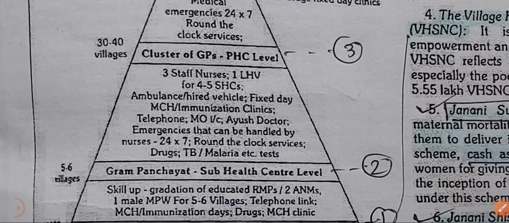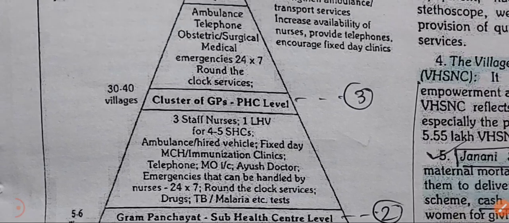The third level is for 30 to 40 villages, a cluster of Gram Panchayats. We have 1 PHC. In 1 PHC we have 3 staff nurses and 1 LHV for 4 to 5 SHCs. We have the resources of an ambulance or hired vehicles, 6-day MCH and immunization clinics, a telephone, 1 medical officer, and an Ayush doctor. Emergencies can be handled by the nurses 24/7, round the clock, with drugs and TB and malaria tests.